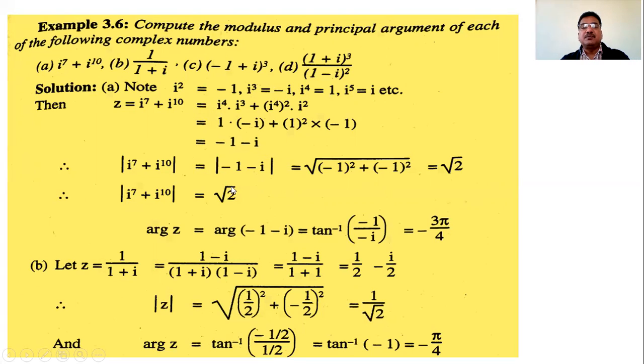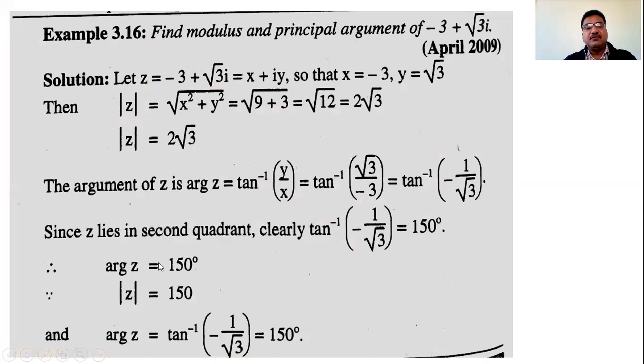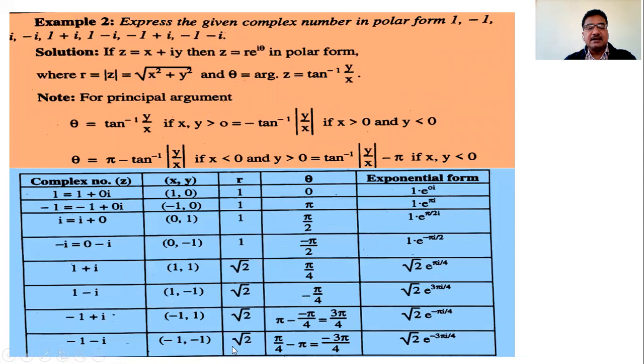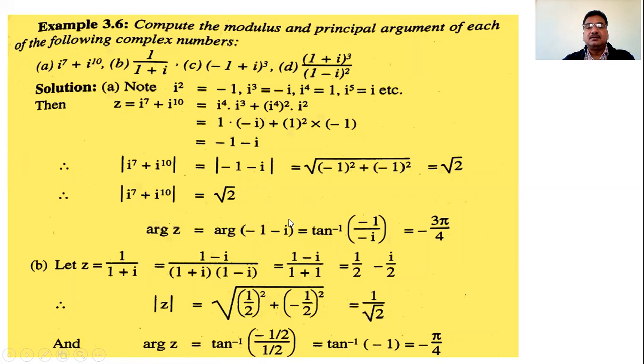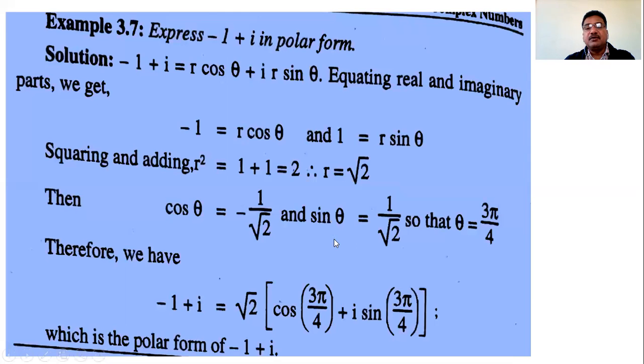What are its argument, principal argument, and modulus? We know that for minus 1 minus i, its modulus is root 2 and principal argument is minus 3 pi by 4. But use this method, don't use the other method. Find the principal argument by using the formula.